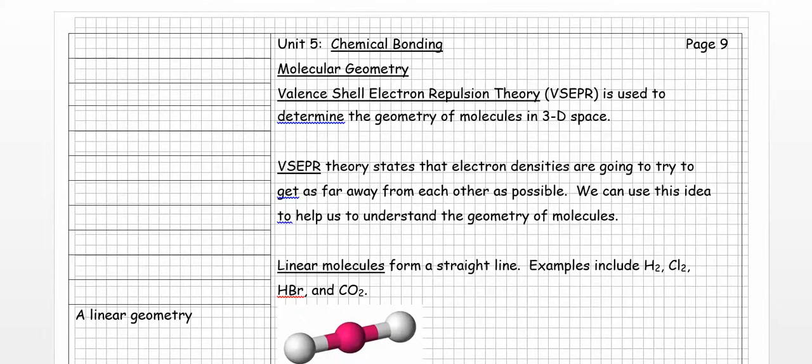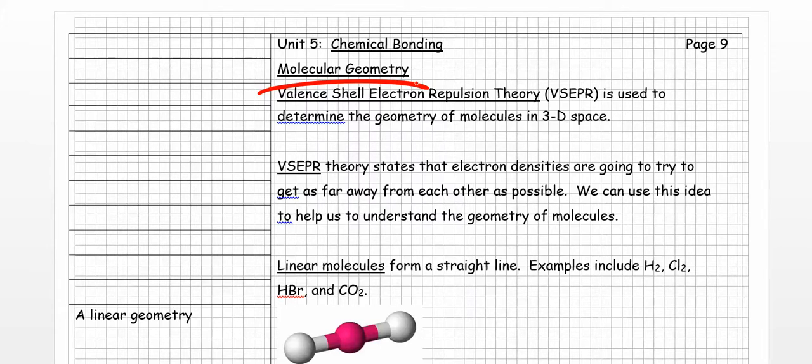What I want to do now is turn my attention to what we call molecular geometry. So we've talked a lot about how electrons are arranged around atoms and how many electrons atoms should have. But what we want to do now is look at the 3-dimensional structure, what a molecule might look like in 3-dimensional space. So we're going to need our imagination just a little bit here.